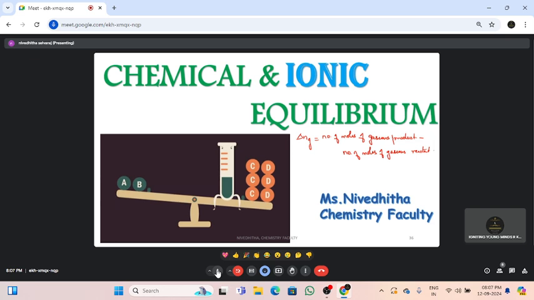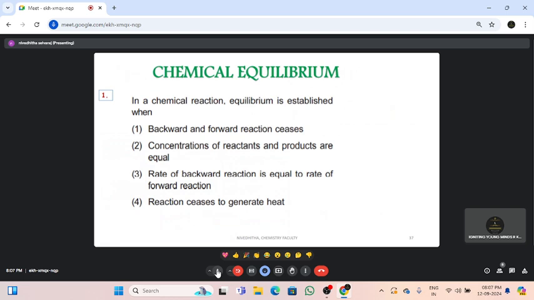Okay, the first question is, in a chemical reaction, equilibrium is established when? Options: backward and forward reaction ceases; concentration of reactants and products are equal; rate of backward reaction is equal to the rate of forward reaction; ceases to generate heat. Option 3. Okay. So his answer is option 3.